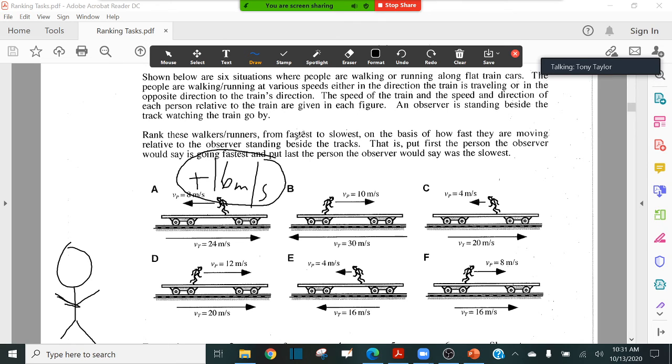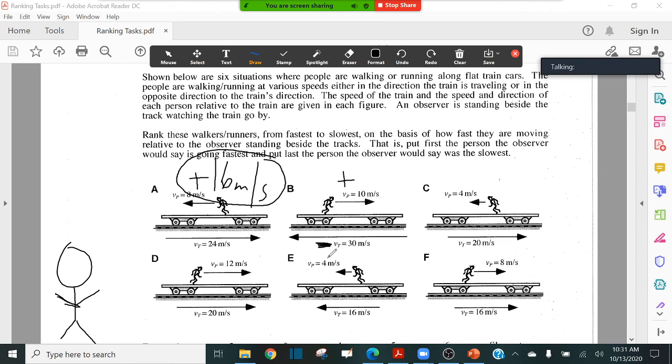Okay, so let us look at situation B here. From this person's point of view, they see this train traveling at 30 meters per second in that direction. Now, the person on the train is moving at 10 meters per second relative to the floor of the train itself, but they're moving in that direction. Now remember what I said, guys. Anything moving toward the west, you want to label a negative velocity, and anything moving toward the east, you want to label a positive velocity.